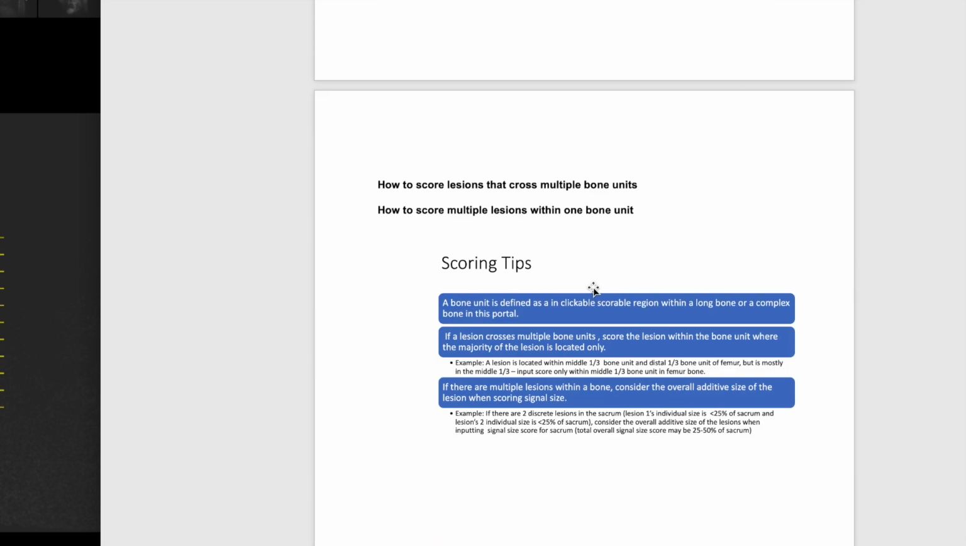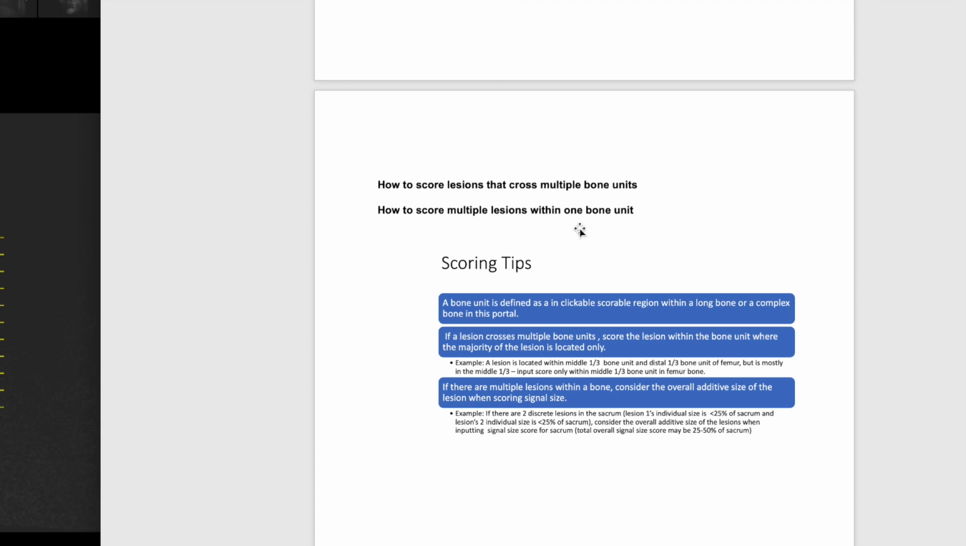So here are some specific areas that you might come across. We define a bone unit as a single clickable scoring region within a long bone or a complex bone in this portal. If a lesion crosses multiple bone units, we ask you to score that lesion within the bone unit where the majority of the lesion is located. For example, if you have a lesion located within the middle diaphyseal portion of the femur, but it extends distally as well, that should be scored as the middle diaphyseal region, because that's where it's predominantly located.